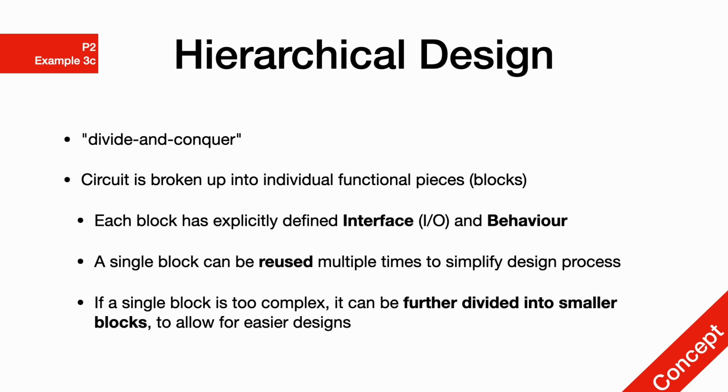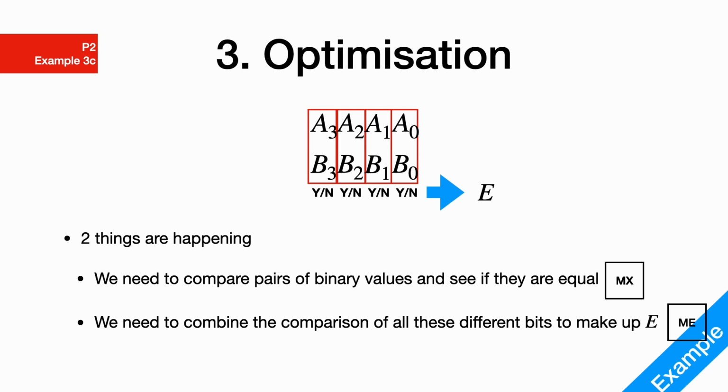So, what can happen in our specific case is when we're trying to design the 4-bit equality comparator, we can define two different components. First of all, we can define a component named MX. MX will be in charge of comparing pairs of values. And then we can design a separate piece called ME, which combines all of the results for pairwise comparisons to finally compose E.